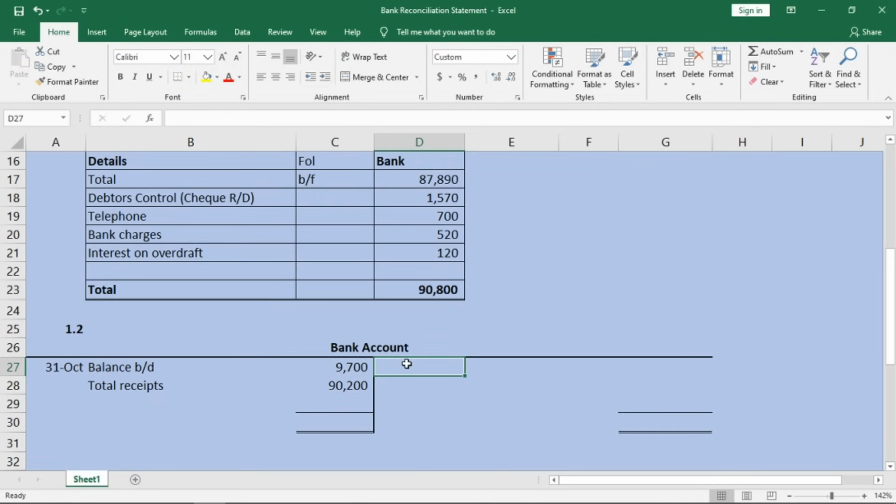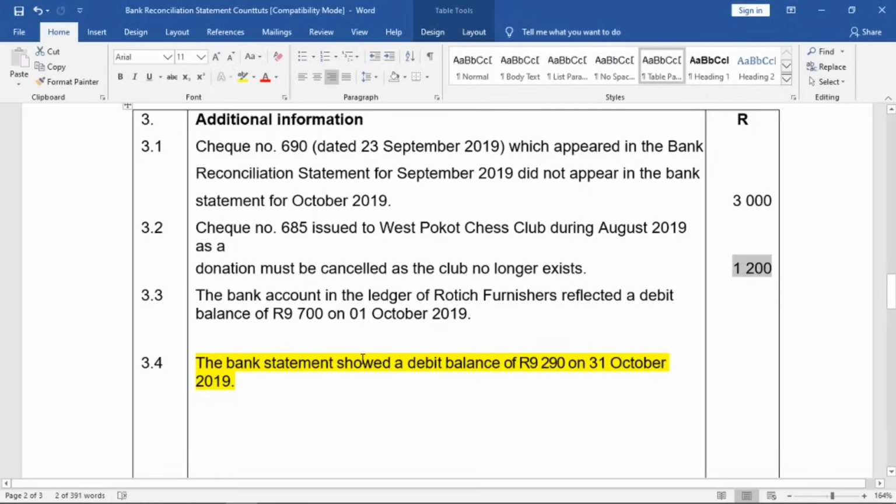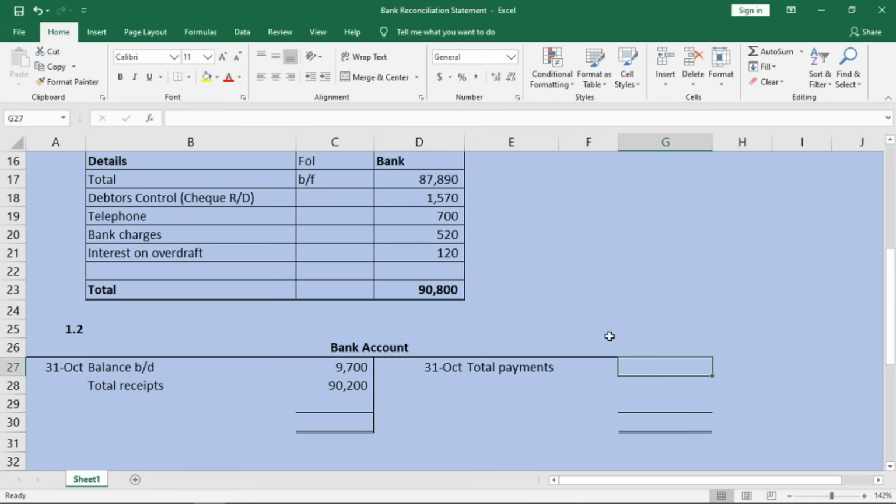We put here the cash payments journal. So we put the total payments, and then I forgot to put the date first. So I put 31 October. And then what do we put there? 90,800. Remember, cash payments journal is money leaving our bank, and we credit money when it leaves our bank.